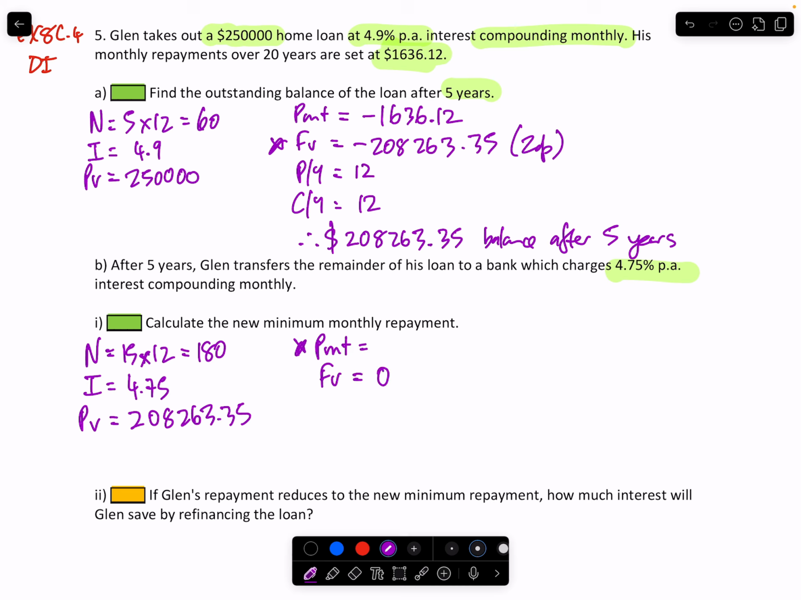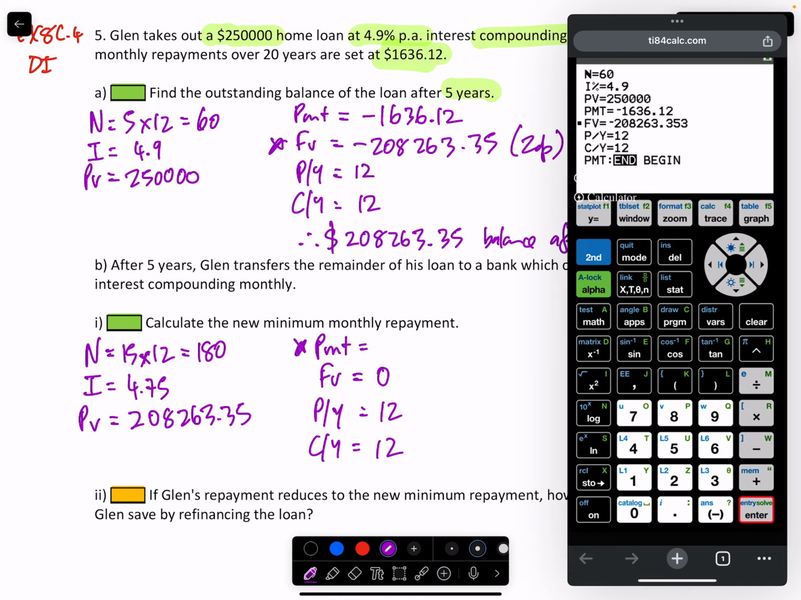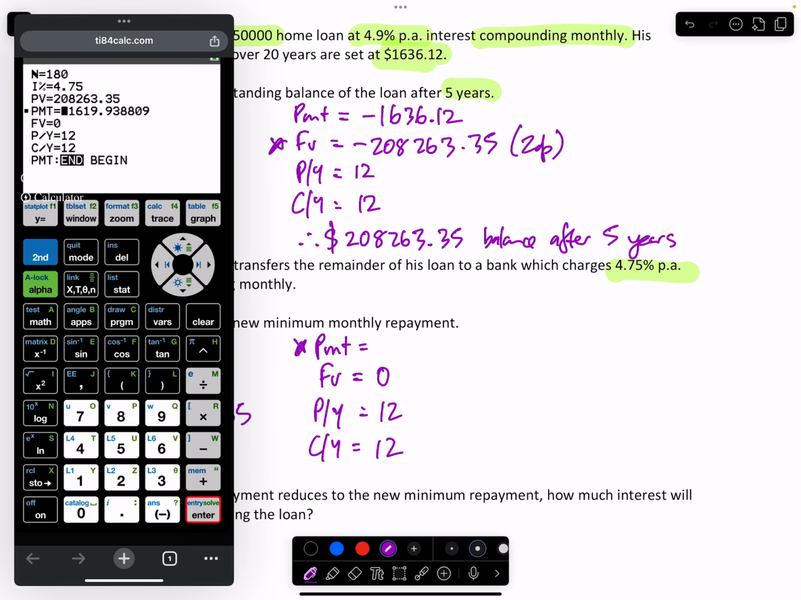I want to owe nothing at the end of the loan. PY is going to be 12. CY is going to be 12. So 180, 4.75, 208,263.35. Owe nothing at the end. Alpha, enter. So his payments are going to go down marginally. Negative $1,619.94 to 2 decimal points.